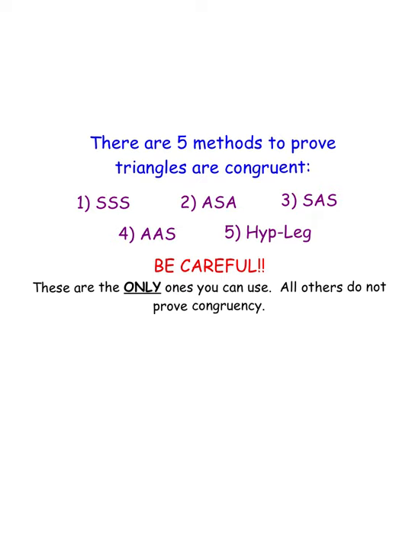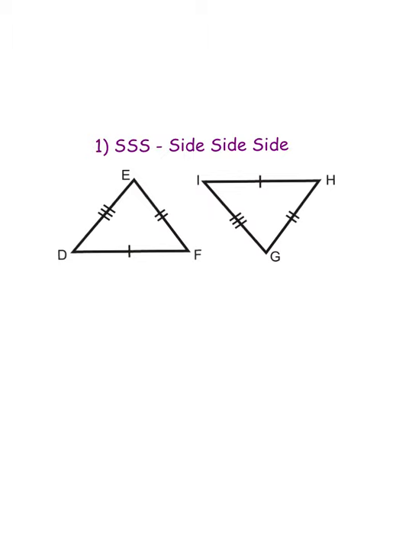So the 5 methods to prove triangles are congruent, these are important. You might want to write them down and leave a little bit of space because the next slides give you actual pictures. The first one is side, side, side. The second one is angle, side, angle. The third one is side, angle, side. The fourth one is angle, angle, side. And number 5 is called hypotenuse, leg. Be very careful. These are the only ones you can use. All other methods do not prove congruency, meaning they don't prove that the triangles are the exact same size and shape.